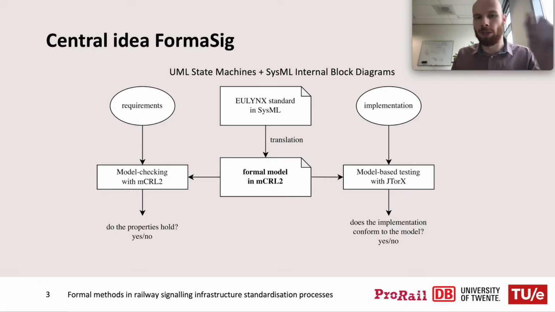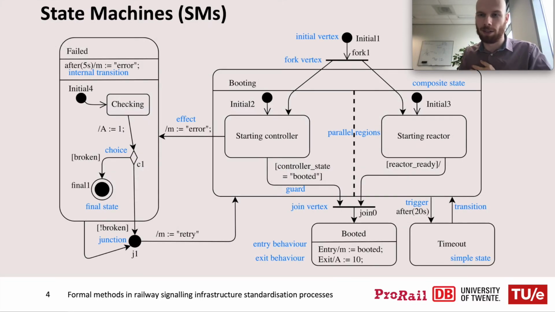To be a bit more specific, ULinks uses state machines, which are common to both UML and SysML, and SysML-specific internal block diagrams to define port connections between components. I'll explain a bit more about these. State machines: I know this picture can be a bit daunting, but I'll explain the basic ideas. The basic ideas are states and transitions.